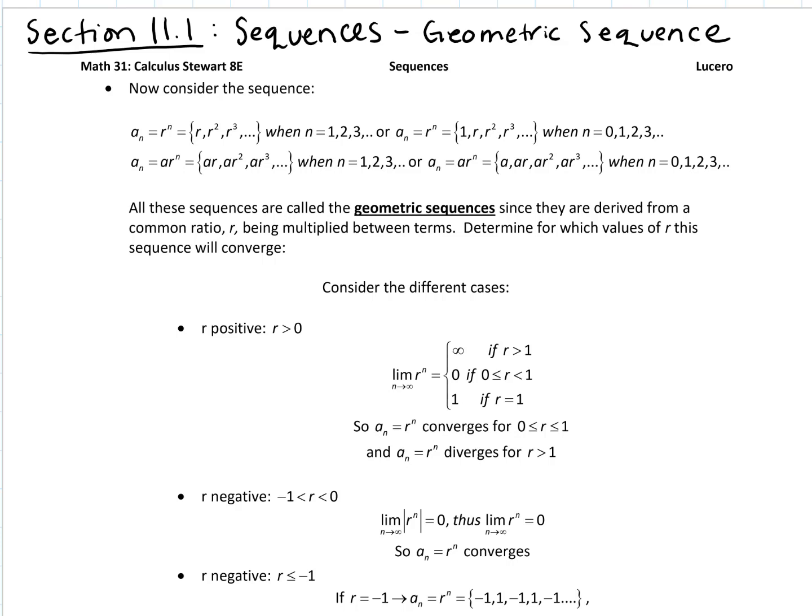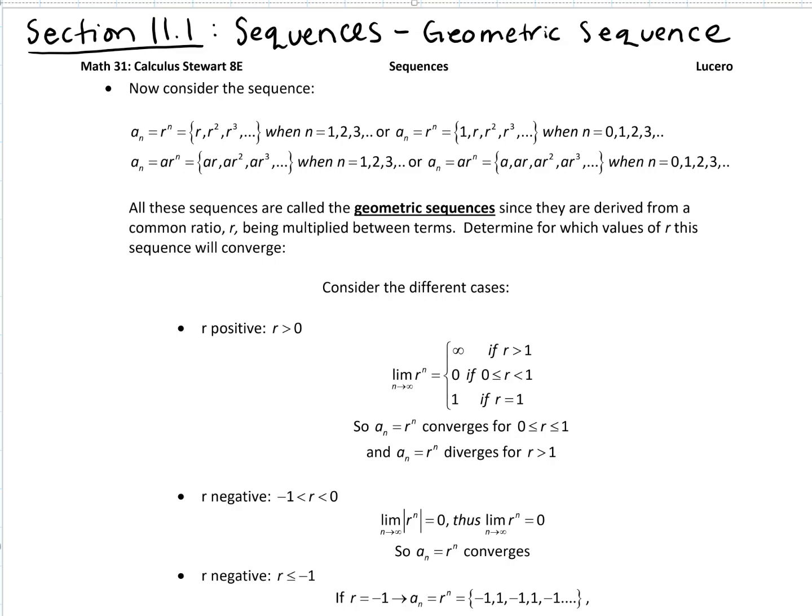Continuing with section 11.1 sequences, we're now going to talk about a specific type of sequence called a geometric sequence. So what is a geometric sequence? Well, a geometric sequence is a sequence that has a common ratio between the terms. So the terms increase by a common ratio each time, or decrease by a common ratio each term, as the index increases.